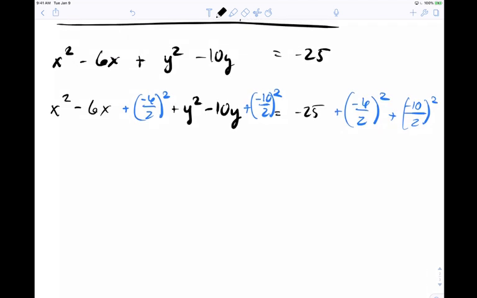Then if we crunch these numbers, we'll get x squared minus 6x. What is that? Negative 3 squared is plus 9, right? Then we have y squared minus 10y. That's a negative 5 squared.